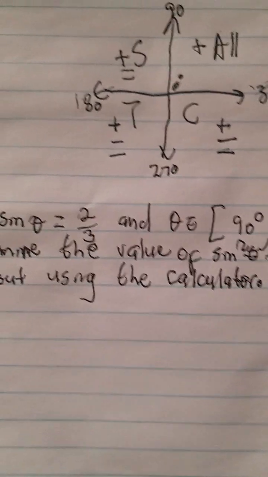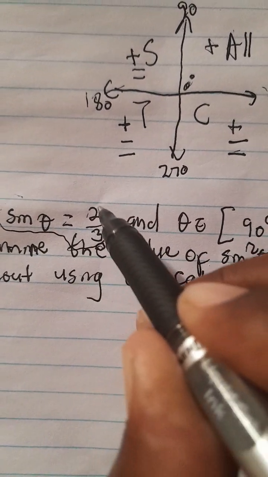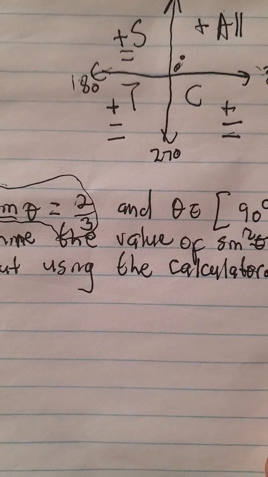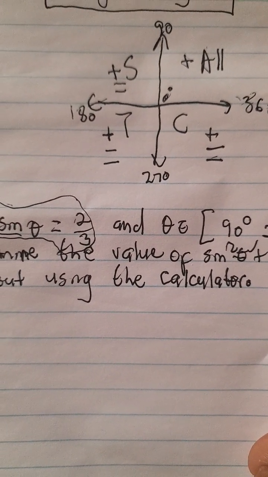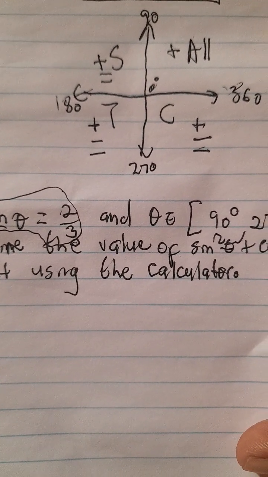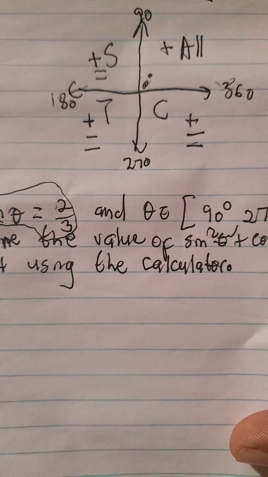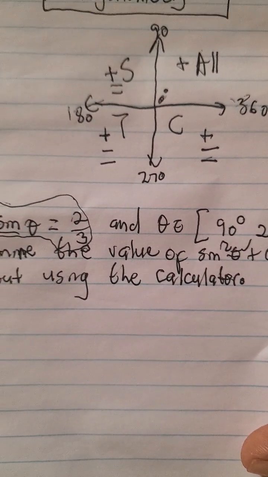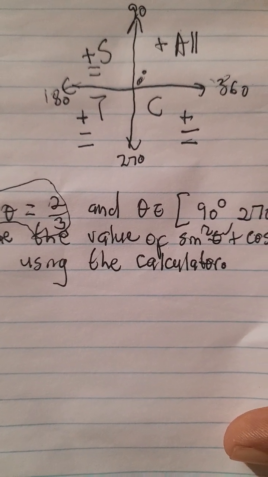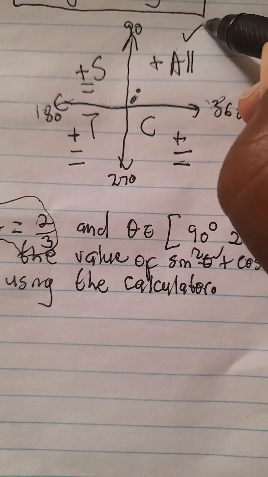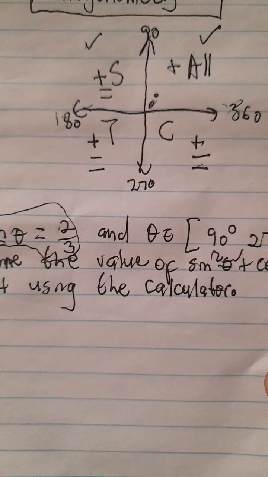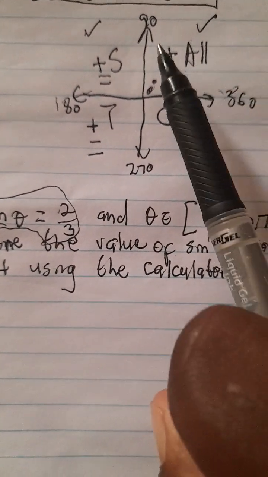Well, by the look of things, what are we given here? Sorry for the background noise. We're given sine theta, which is equal to 2 over 3. 2 over 3 is positive. What does that mean? Therefore, it means that theta lies in quadrant 1 or quadrant 2, because this is where sine is positive, and this is where sine is also positive. Remember, this is quadrant 1, quadrant 2.